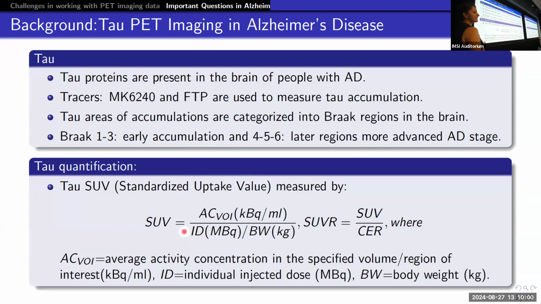There is some sort of a standardized way of measuring this accumulation, okay? The SUV, or standardized uptake value, is measured by the average concentration in some specified volume, some area of the brain, measured in kilobecquerel per milliliter, and then divided by the injected dose and the body weight. And then there is the standardized uptake value ratio, where you take this SUV and divide by the cerebellum, because the cerebellum in tau imaging does not accumulate. So it's free of the tau.